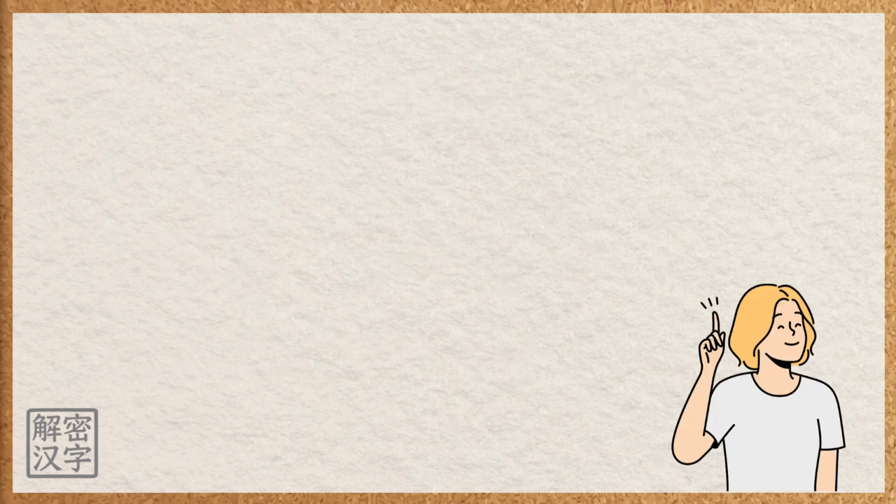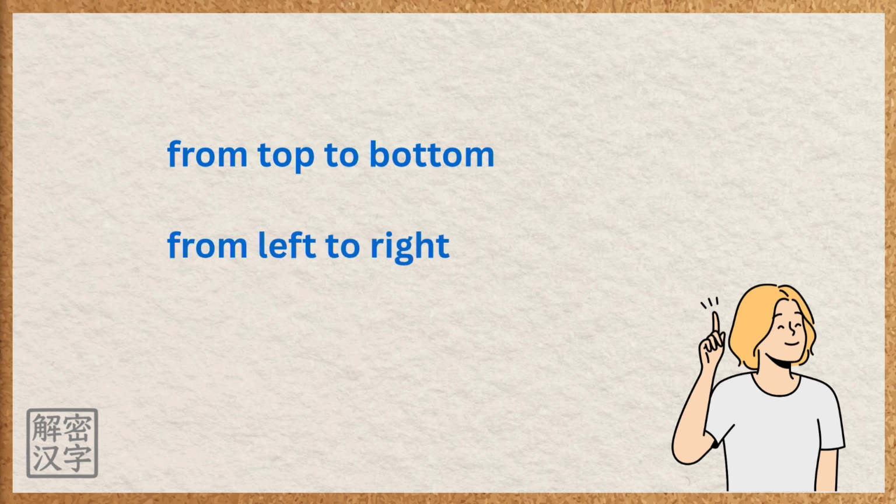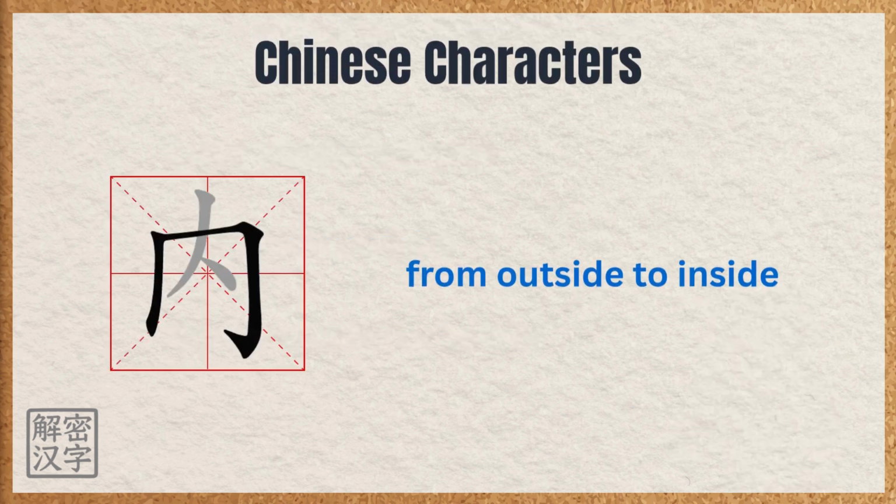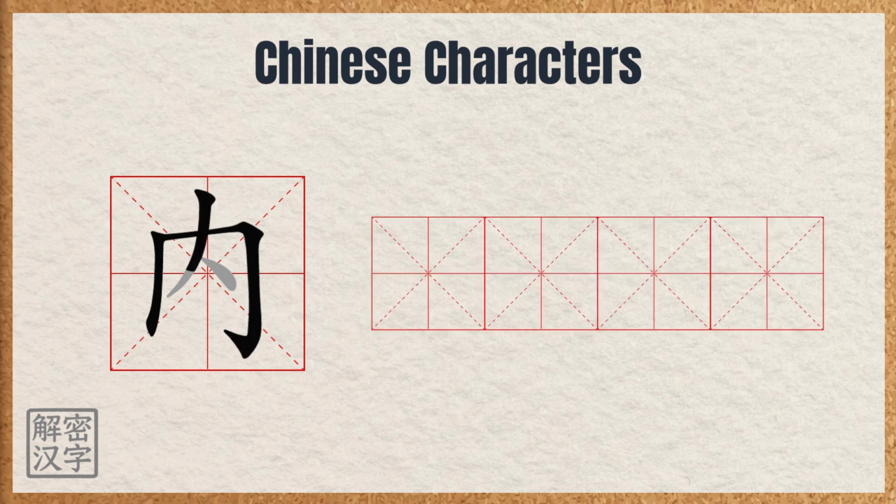Do you remember the golden rules for writing Chinese characters? From top to bottom, from left to right, and don't forget, there's one more rule, from outside to inside. When writing nei, follow this outside to inside order. Start with the vertical line on the left side of the square. Then draw the horizontal vertical hook from left to right, forming a half-enclosed frame like a door.